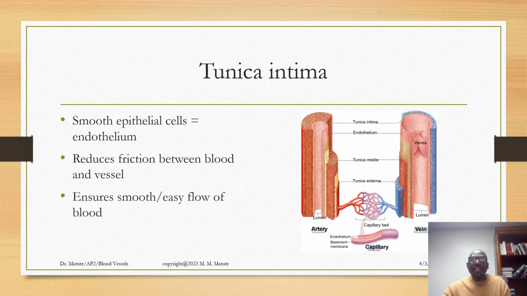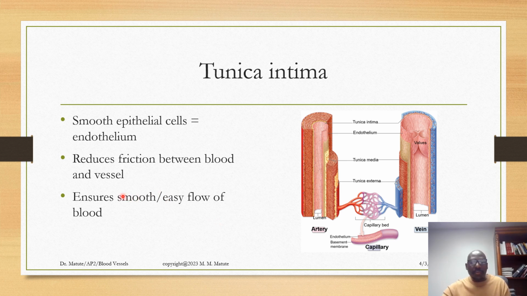The tunica intima sometimes is also called the tunica interna. This is the layer of the blood vessel that is in direct contact with the blood, and it is associated with friction between the blood and the containing vessel. So it reduces friction between the blood and the containing vessel, which is the smooth muscle tube.